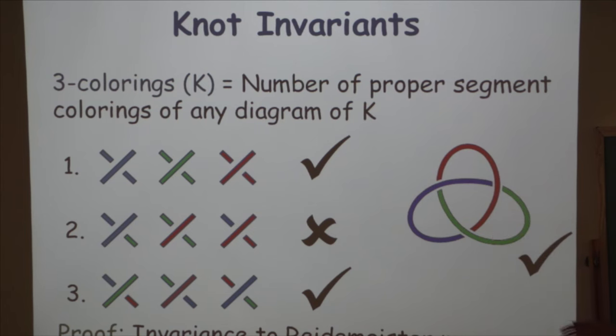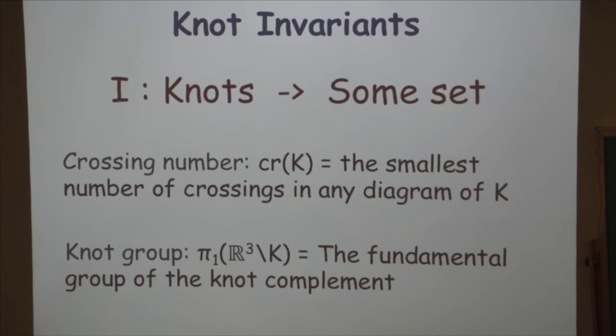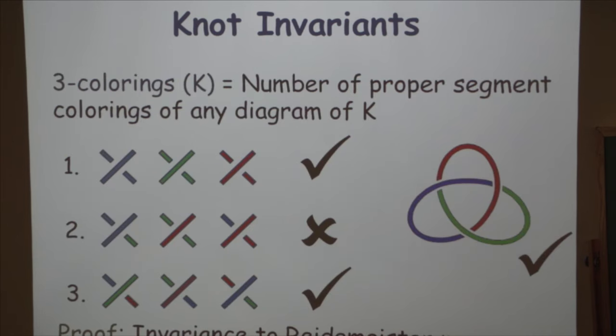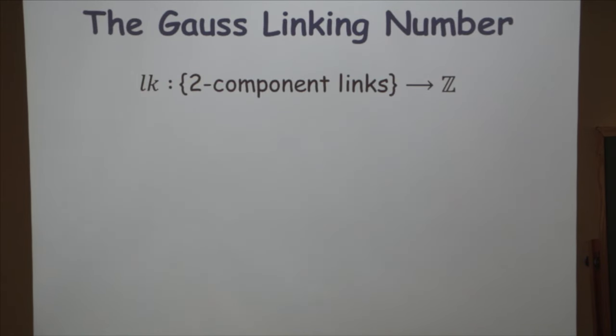It's not just an arbitrary rule. It turns out that this coloring hides in the knot group we talked about. So it's some representation of the knot group into S3. Okay, so maybe the most classical invariant is an invariant not of knots, but of two component links.